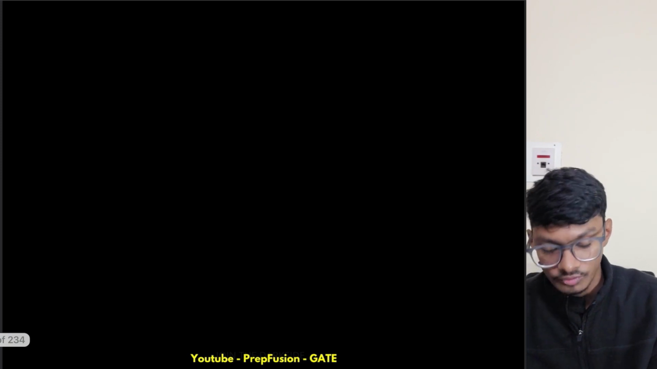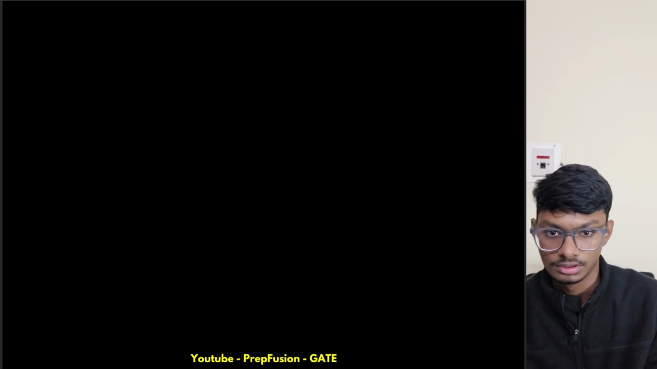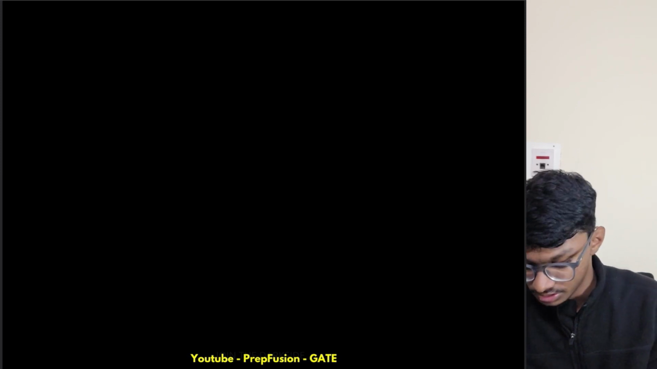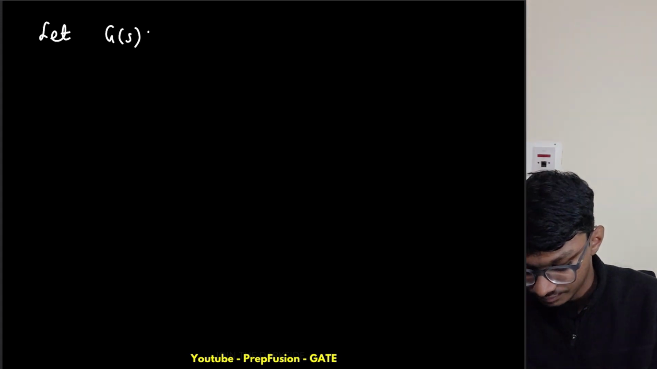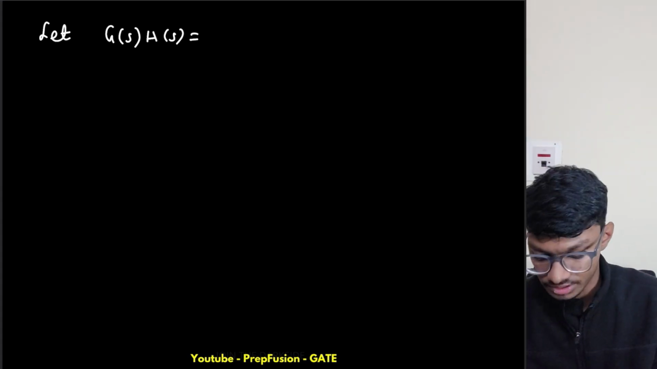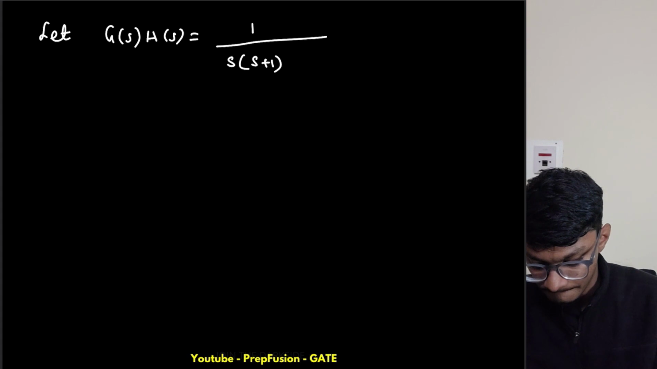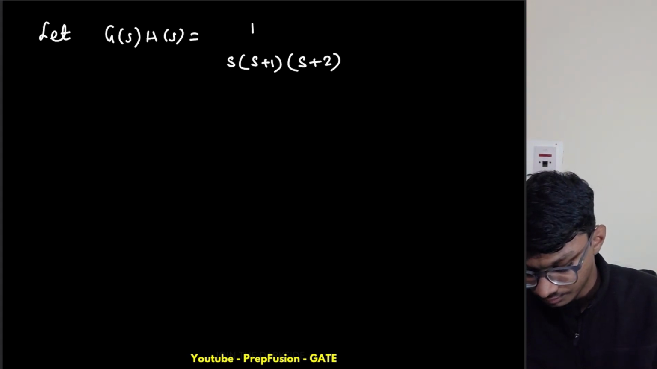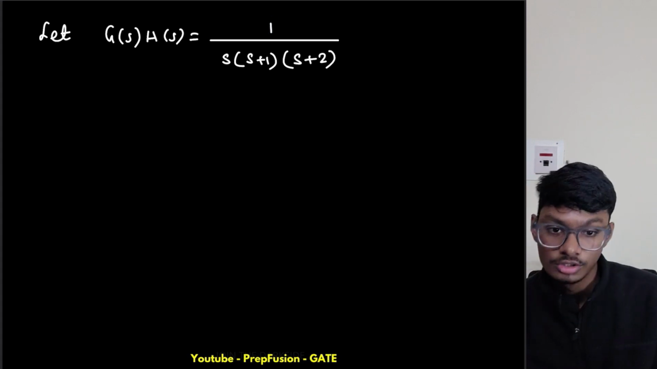For that, we can do it without taking an example also, but let's take an example for better explanation. Let my OLTF, G of s into H of s, equal some function like this one: 1 over s into (s plus 1) into (s plus 2). So my OLTF is like this.